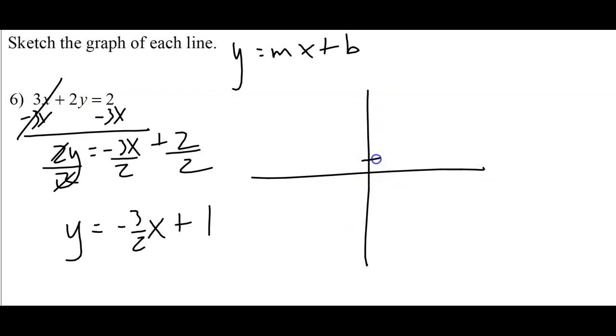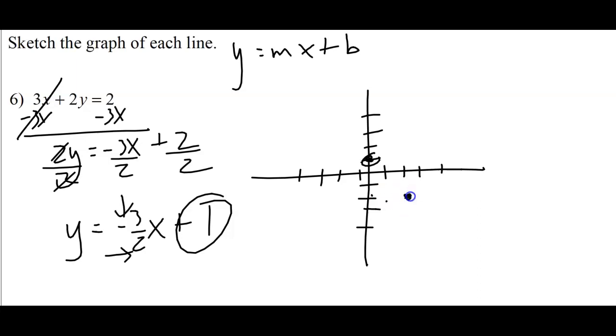So we start at that y-intercept. We're going to go down 3, right 2. I'm going down again because I have yet again another negative fraction. So starting from my y-intercept, I'm going to go down 3 and then right 2 and put another dot. So down 3, right 2, and there's my graph.